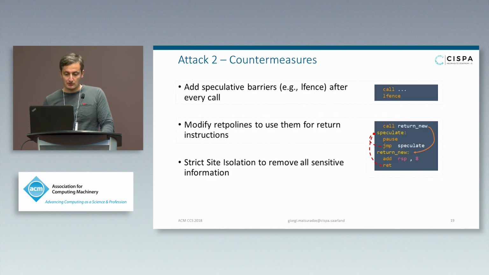So again, we go back to countermeasures for our second attack now. And the countermeasures here are similar to what was proposed for Spectre variant 1. For example, adding speculative barriers, for example L-fence, every time we expect speculation. In our case, it will be the instructions following call. Another way to avoid this is to use retpolines. In our case, we have to change retpolines so that now they also work for return instructions. Before, they were proposed for indirect jumps.